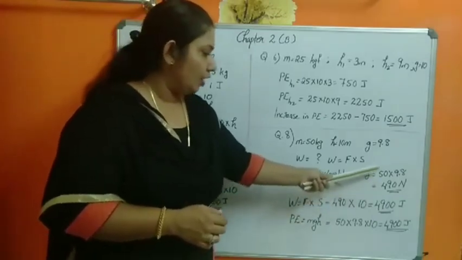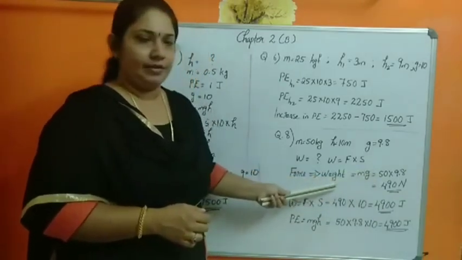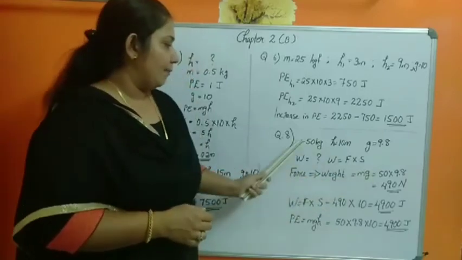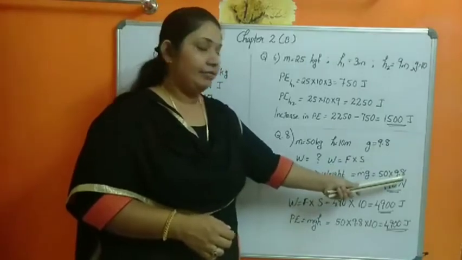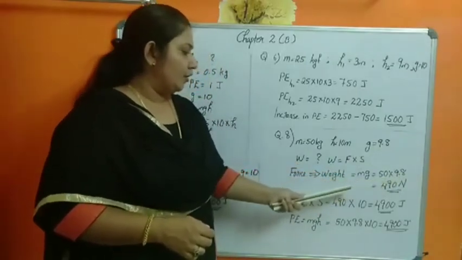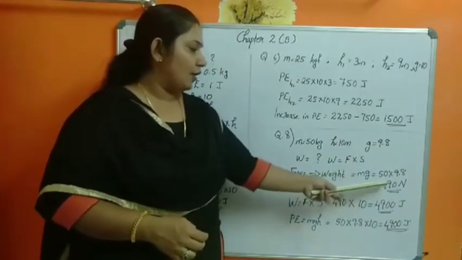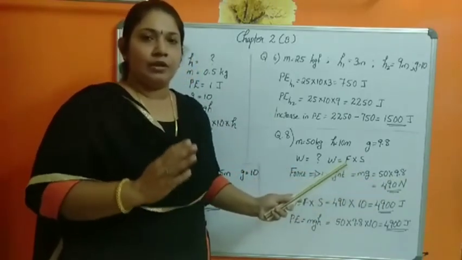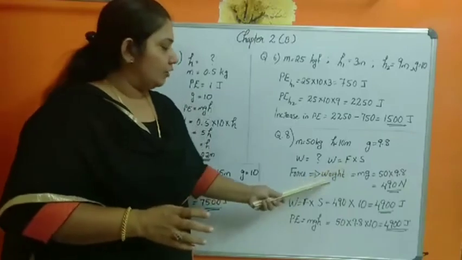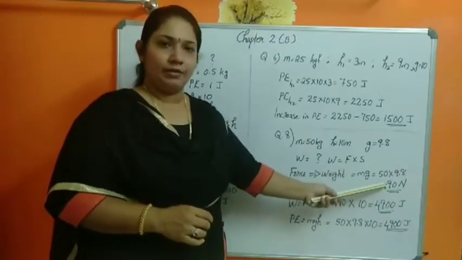Now it's clear how to find the weight. So W is equal to mg. Mass and gravity are given. So mass is 50, gravity is 9.8. So we got weight as 490 Newton. Weight and force both are same. So we got force as 490 Newton.